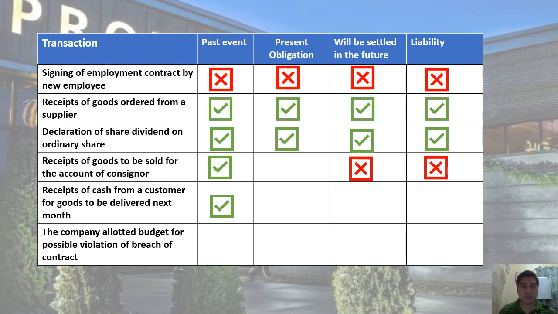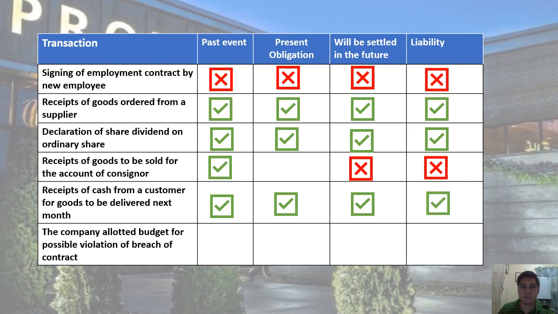Then, fifth transaction, receipt of cash from customers of goods to be delivered next month. As to past event, the answer is yes. Then for present obligation, the answer is also yes because the goods are not yet delivered to our client. So our obligation is not to pay cash to our client but to deliver the goods next month. So will be settled in the future, yes, but in the form of delivery of goods. Since all elements are present, then liabilities must be recognized.